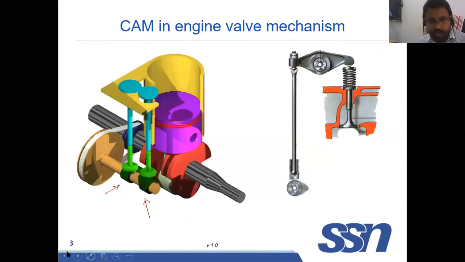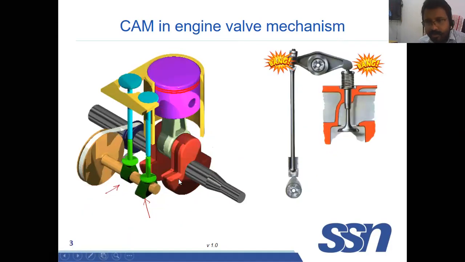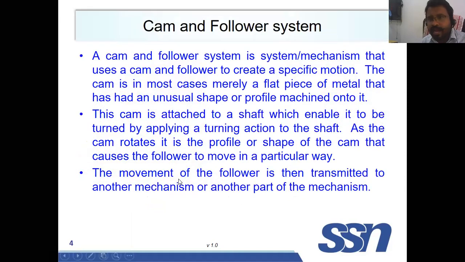So we'll go for the next thing. The cam and follower system is used to make a specific motion, to actuate some mechanism. It actuates the specific motion you want to achieve. Normally the profile has to be in a different shape so that the follower will exhibit a desired motion.